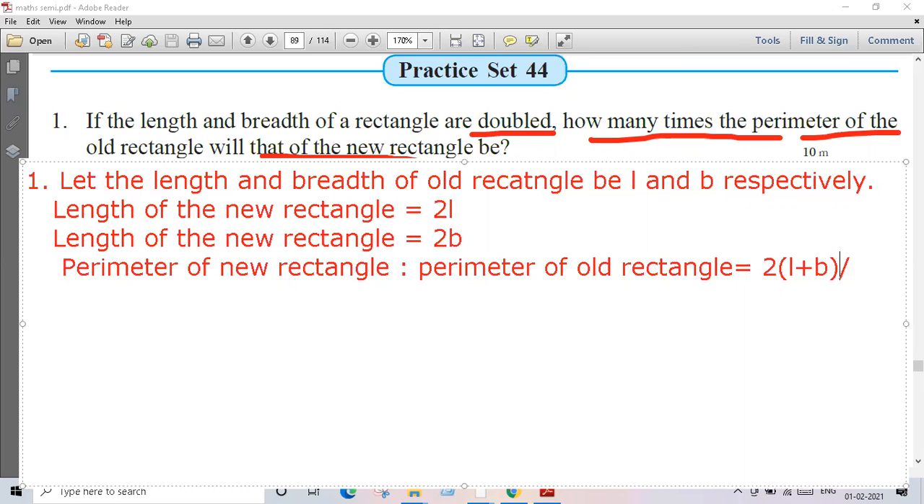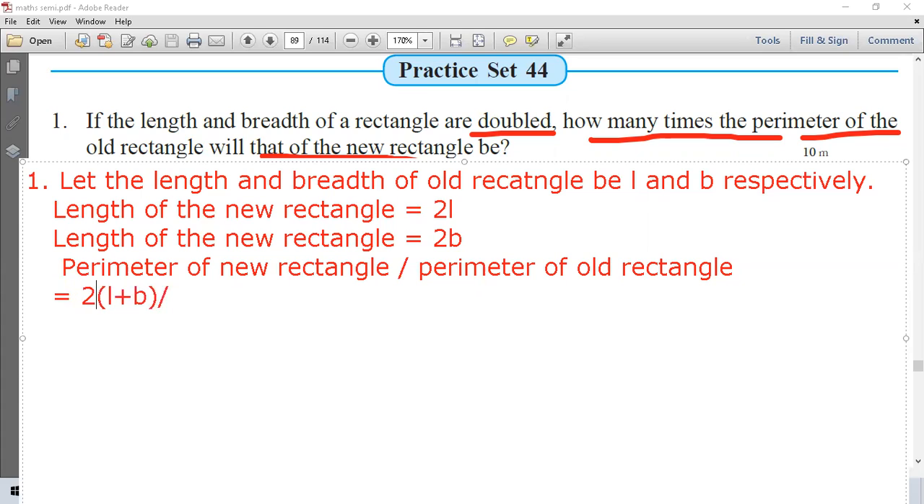हे sign देऊया आपण here also. That will be useful for us. Is equal to what? See, 2 comma L plus B is the perimeter of new rectangle. And 2 comma L plus B is the perimeter of old rectangle. Now आता solve करूया. You'll get the ratio.